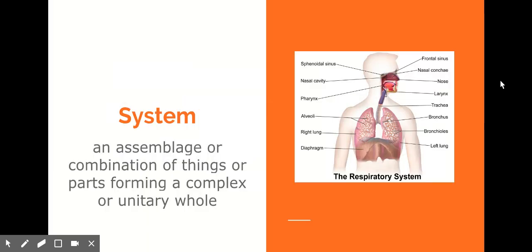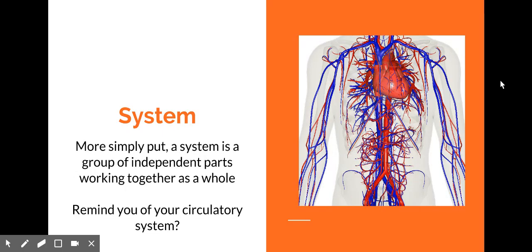So, the definition of a system is an assemblage or combination of things or parts forming a complex or unitary whole. So hopefully maybe you came up with the respiratory system. So to put it more simply, basically a system is a group of independent parts working together as a whole. Maybe you thought of the circulatory system.